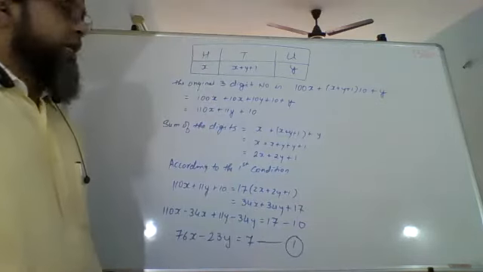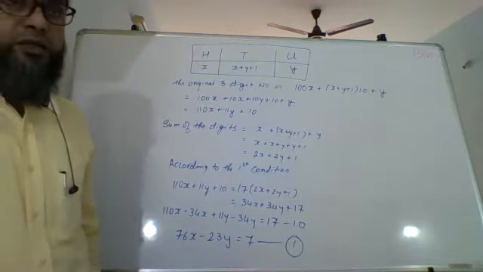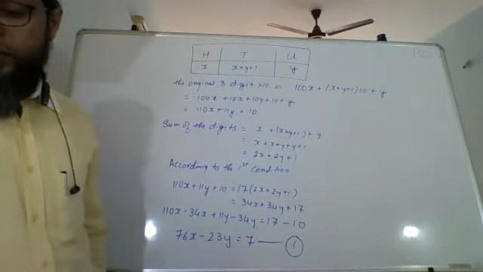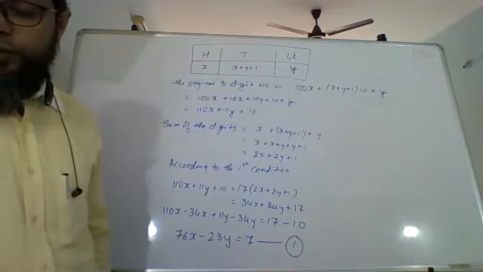Now this sum can come for 5 marks. If at all it comes, it will come for 5 marks. Okay, so it's very important. So we have got the first equation: 76x minus 23y equals 7.